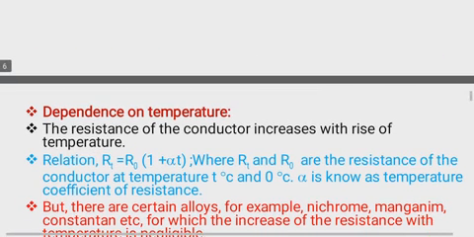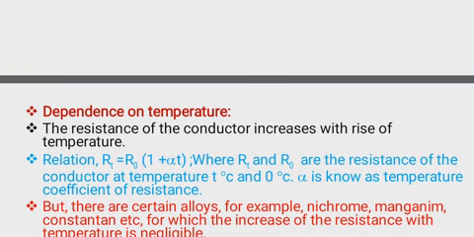Now, dependence on temperature. The resistance of a conductor increases with rise of temperature. If the resistance at any particular temperature is RT, then RT equal to R0 into (1 plus alpha T), where RT is the resistance of the material at T degree centigrade, R0 is the resistance of the material at 0 degree centigrade, and alpha is the temperature coefficient of resistance. That means the amount by which the resistance of a material rises per degree centigrade rise in temperature. This is the temperature dependence of the material.